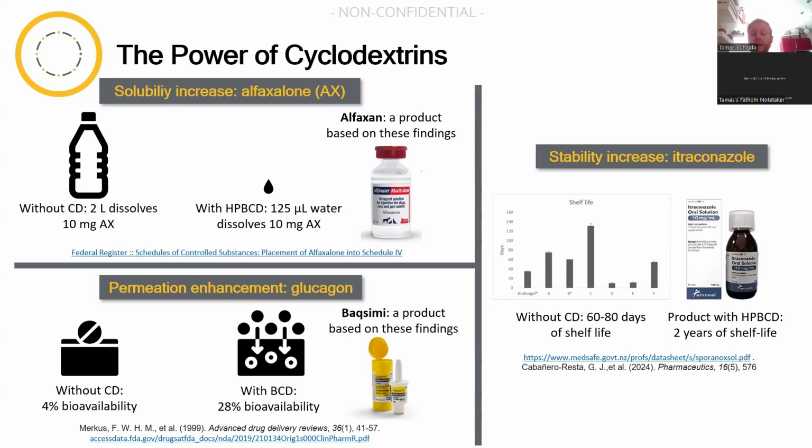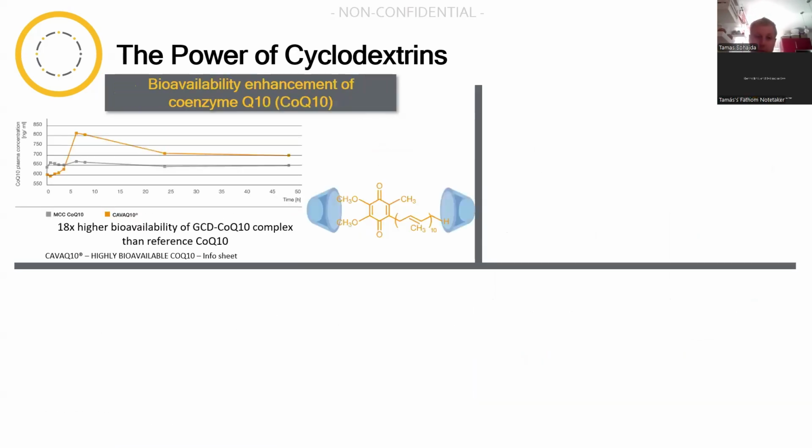The big advantage of using cyclodextrins is that you achieve all three with the exact same compound. So if you form a good cyclodextrin complex, you will see the solubility improvement. You will see probably the stability improvement. I explained why I said probably. And you can also experience the permeation improvement at the same time.